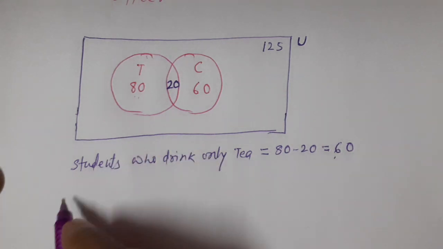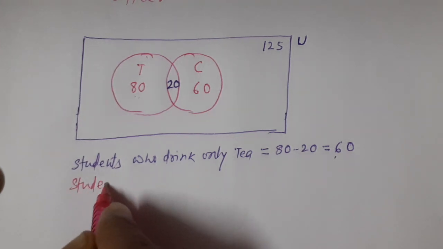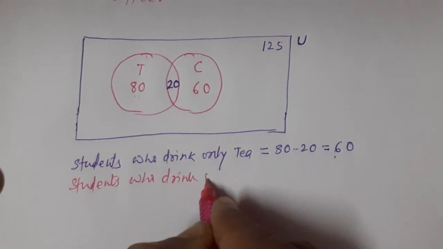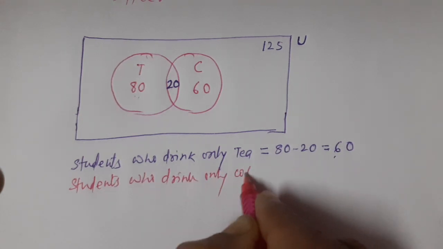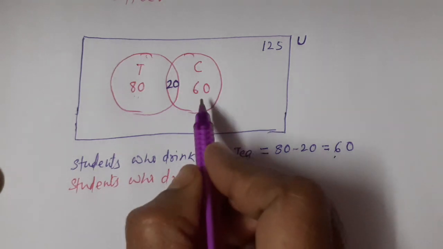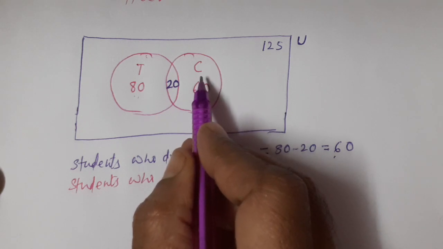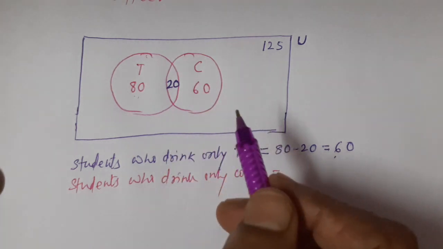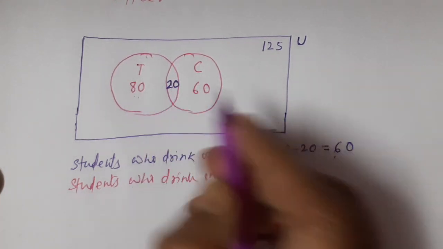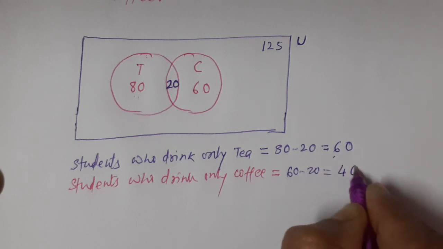Then I have to calculate the students who drink only coffee. This is a very easy matter to understand: 60 students take coffee, but if you have to find the students who drink only coffee, that is 60 minus 20. 60 minus 20 comes out to be 40.